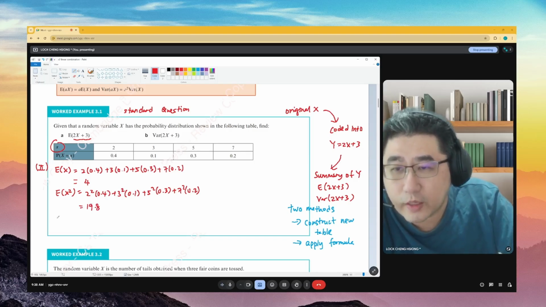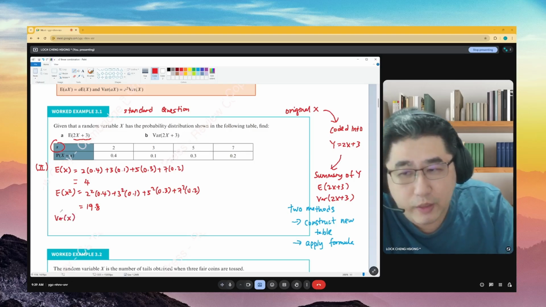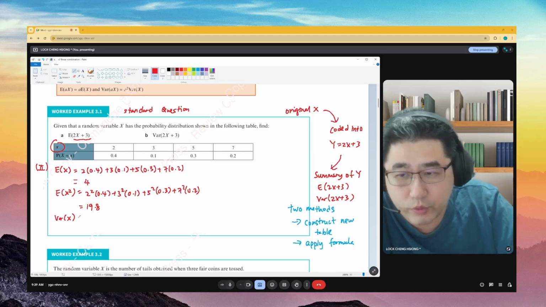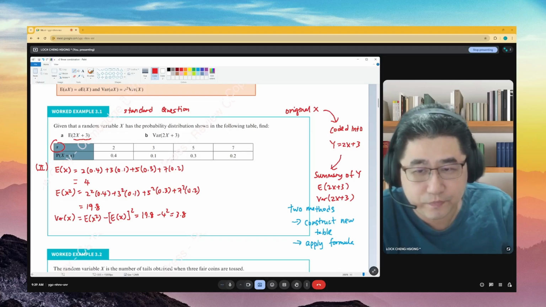Then after that the question is asking for variance. This is the variance of 2x plus 3, but I'm calculating the variance for x at the moment, so I will use E(x squared) minus E(x) the whole thing squared. This is 19.8 minus 4 squared. So I have 3.8 as the answer.